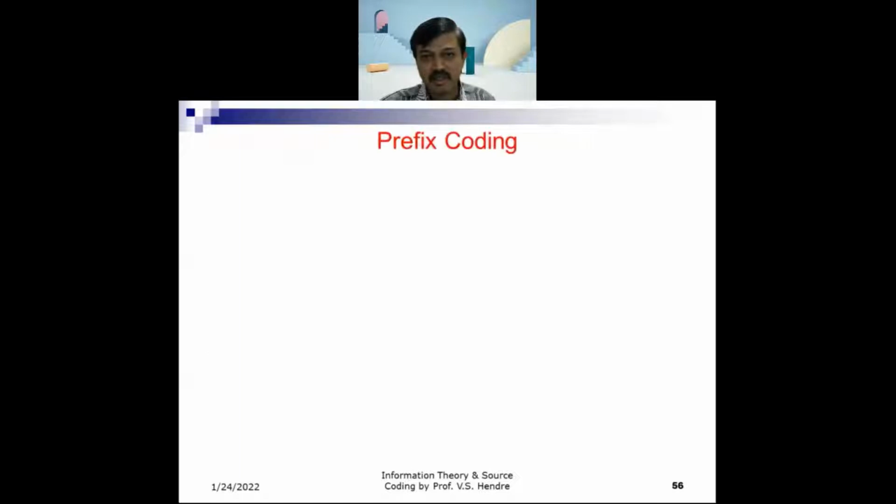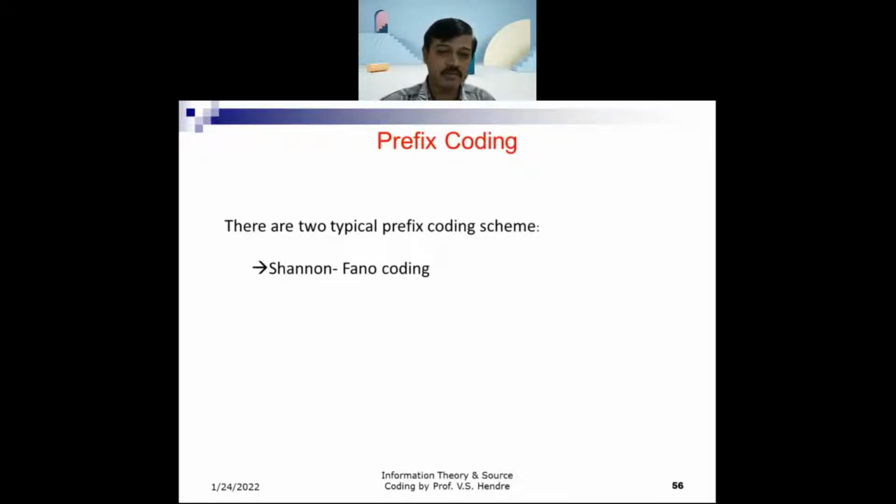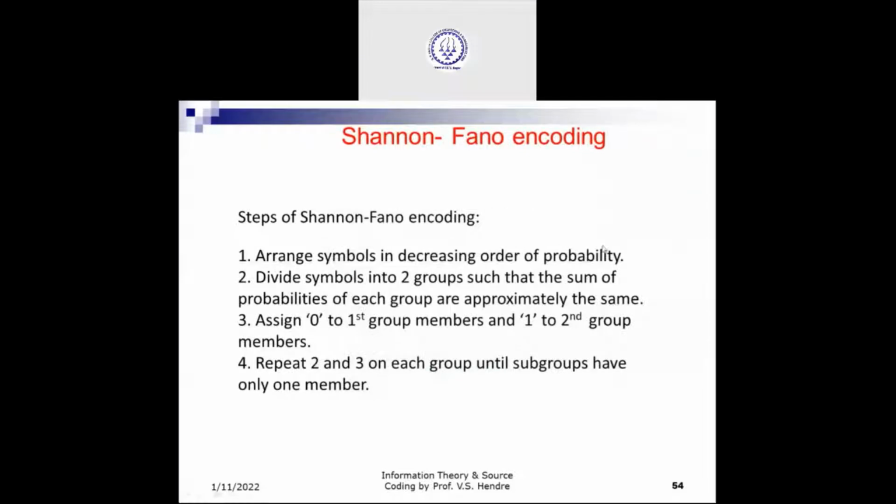Now, in this session, our focus is to understand two typical prefix coding schemes. The first one is called Shannon Fano coding, and the second one is called Huffman coding. So today we'll discuss in detail how we can implement a variable length, prefix coding technique named Shannon Fano coding. Below are the steps for Shannon Fano encoding.